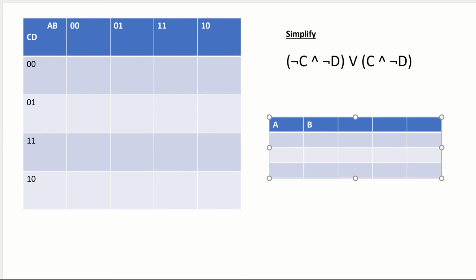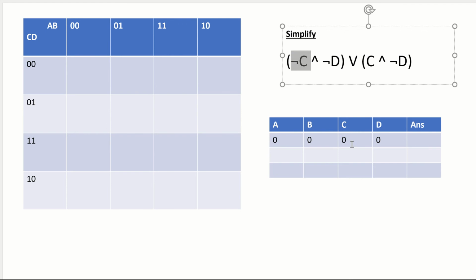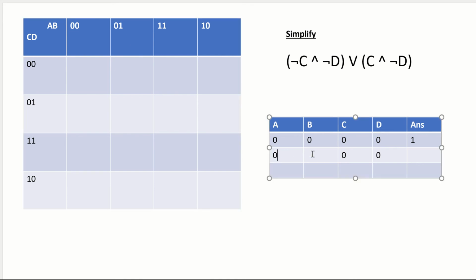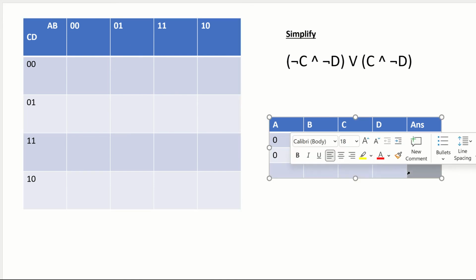So I'm going to have A, B, C, D, and the answer. And they're all zeros at the moment. Well, I've got not C, well, that's going to become 1, isn't it? And then not D, well, that's going to become 1, isn't it? And because one side of that or is 1, well, that's going to be 1. Now I'm going to try the next number, so C and D are still 0, and then here we've got A is 0 and B is 1. And I can just go through that and create that ad nauseam.